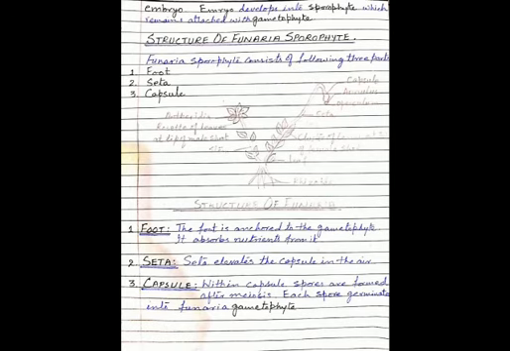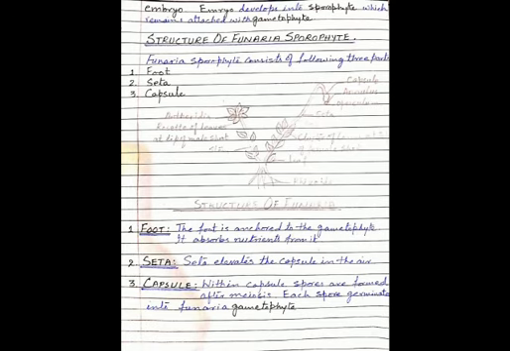Now write the main heading by leaving a line, structure of Funaria sporophyte. Funaria sporophyte consists of following 3 parts. Write in line. Number 1, foot. Number 2, seta. And number 3, capsule. Beta, you have to draw the diagram at the interleaf page. Then write the explanation of these 3 parts.